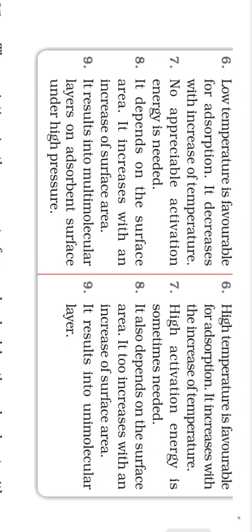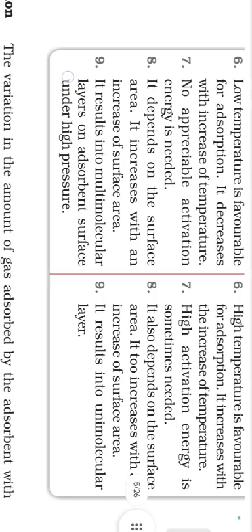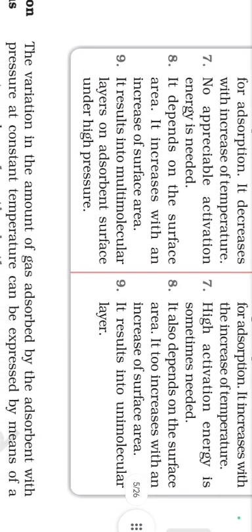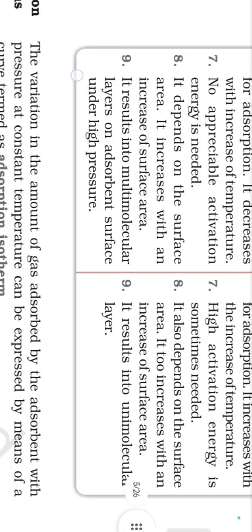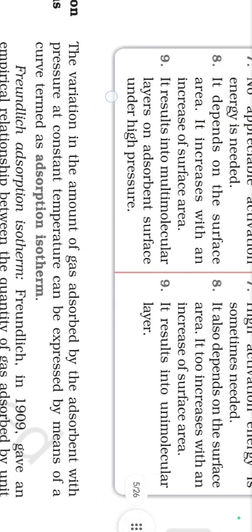Chemisorption. Sixth, high temperature is favorable for adsorption. It increases with the increase of temperature. Seventh, high activation energy is sometimes needed. Eighth, it also depends on the surface area. It too increases with an increase of surface area. Ninth, it results in a unimolecular layer.